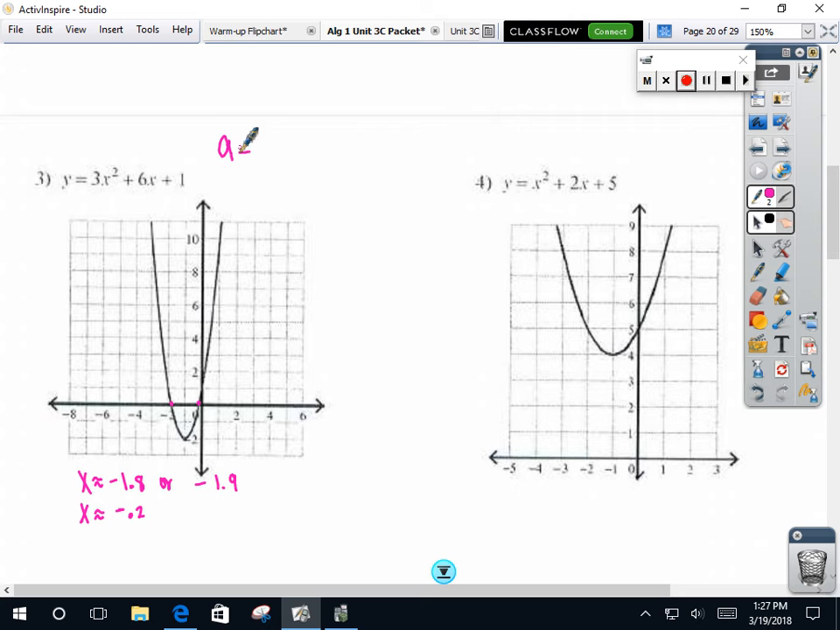The A is 3, the B is what? And the C is 1. When doing the quadratic formula, you first find the discriminant. And the discriminant is the b squared minus 4ac part. Everything up under the square root sign. So b is 6, a is 3, c is 1. Calculate that for me.